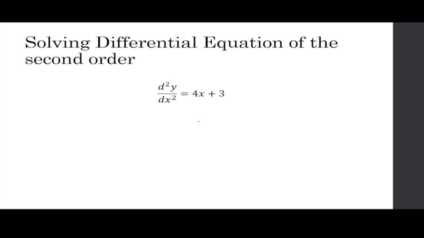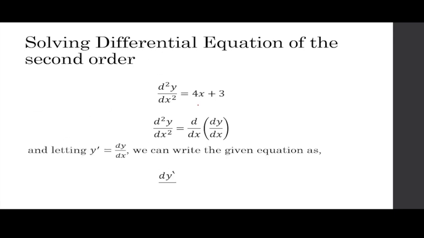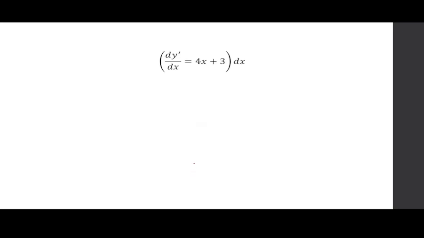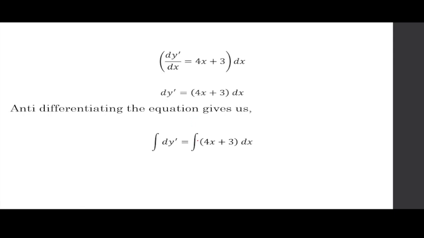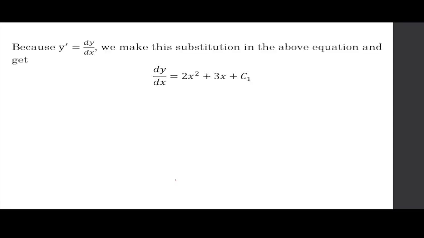Okay, so let's try to solve this one. This is the second order, all right? So you have 4x plus 3. First things first, we anti-differentiate. So we try to separate the variables and then anti-differentiate. So y prime is equivalent to 2x squared plus 3x plus 1. But this is not done yet, so we need another anti-differentiation process. Do the integration process.